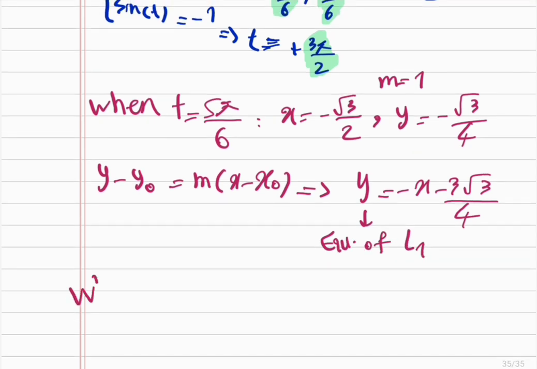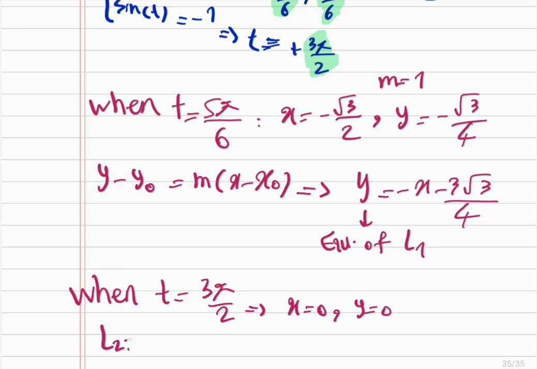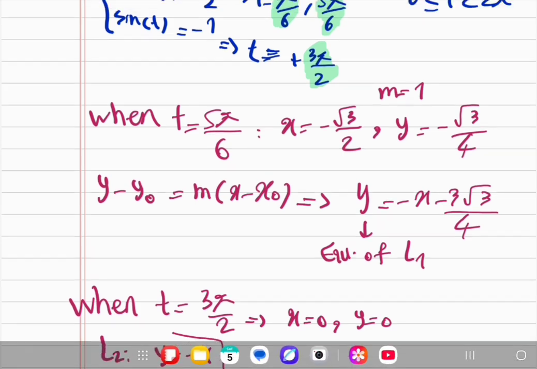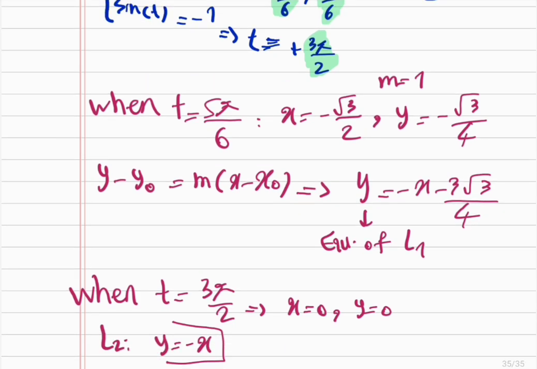Now the second case is when t is equal to 3 pi over 2, and in this case for the values of x and y we're just going to get 0. So in this case x is 0, y is 0 after substituting into the equations of x and y. The gradient is again -1, so simply the equation of L2 is y is equal to minus x, which is a simple case.